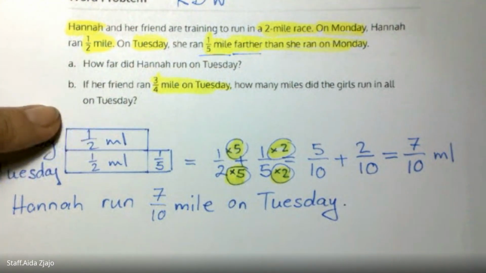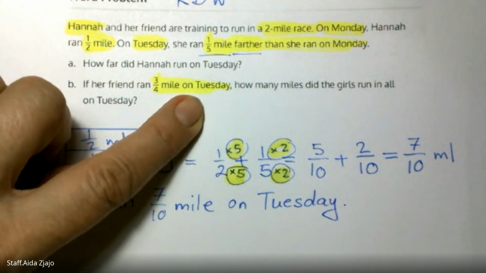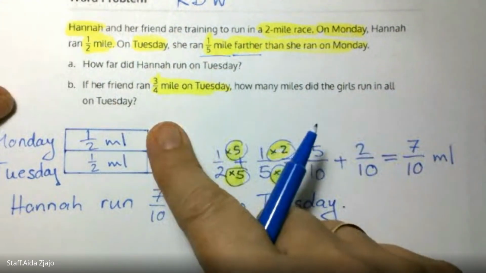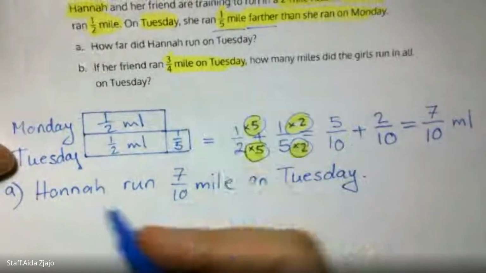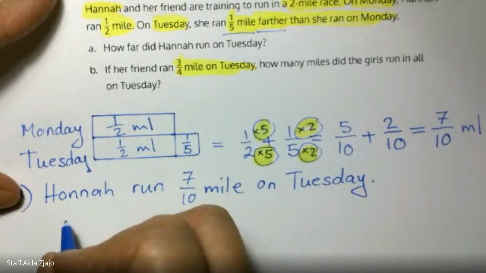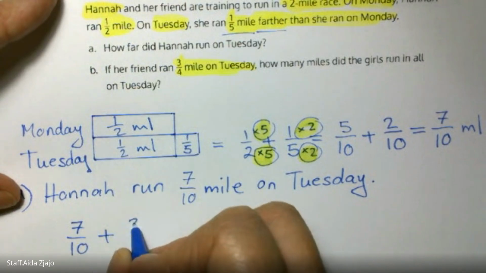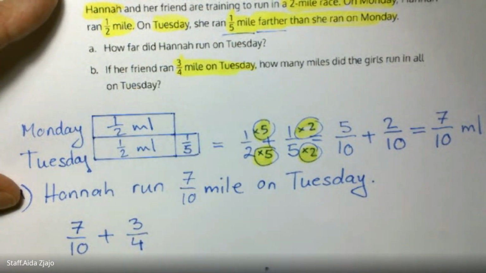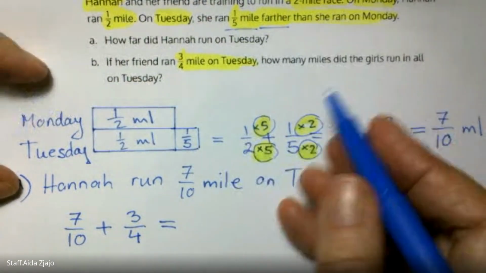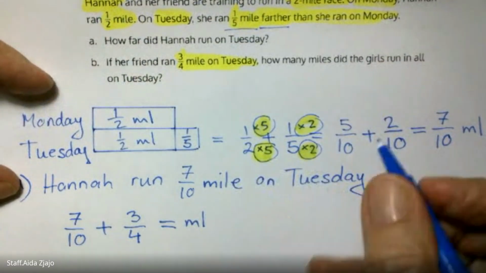Now, if her friend ran 3/4 mile on Tuesday, how many miles did the girls run in all? So Hannah plus her friend. Hannah did 7/10, and her friend did 3/4, and that will equal the total miles on Tuesday.